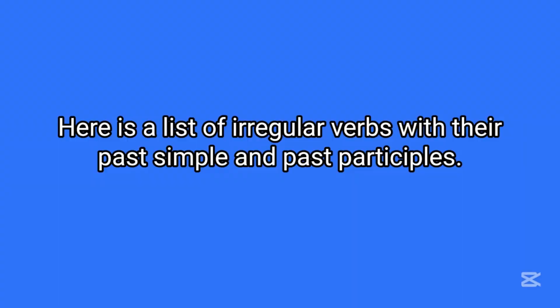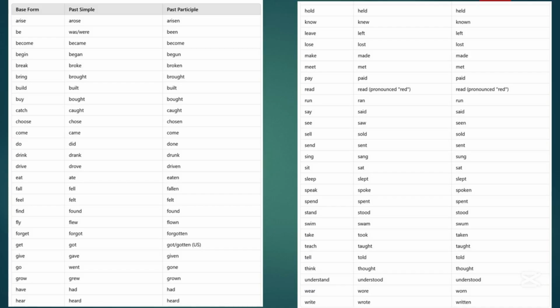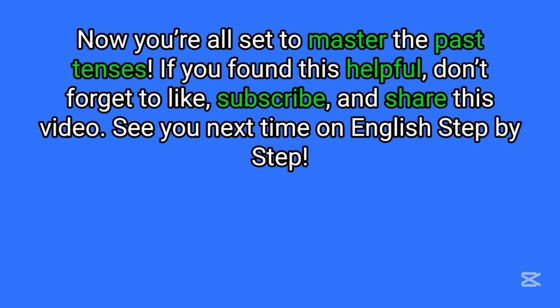Here is a list of irregular verbs with their past simple and past participles. Do pause the video to take a screenshot. Now you're all set to master the past tenses.